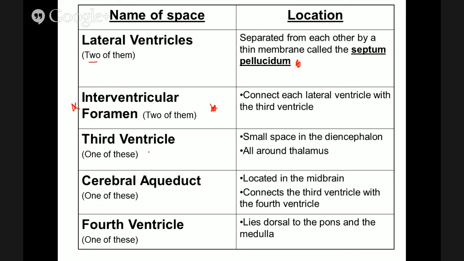And then, like I said, the third ventricle is all around the thalamus, and it's all around the intermediate mass of the thalamus. So it's right in the center of the brain. And then the third ventricle is connected to the fourth ventricle by the cerebral aqueduct, this channel that passes through the midbrain part of the brain. And then remember, the fourth ventricle is in between the pons and the medulla.